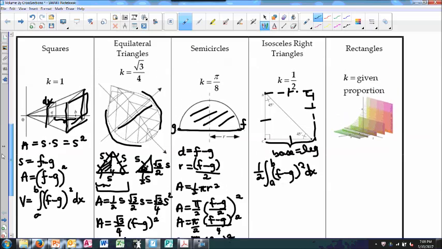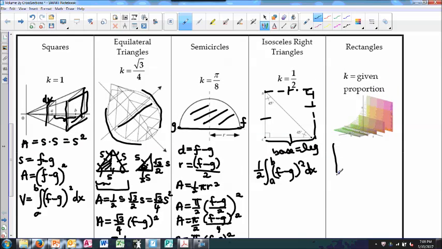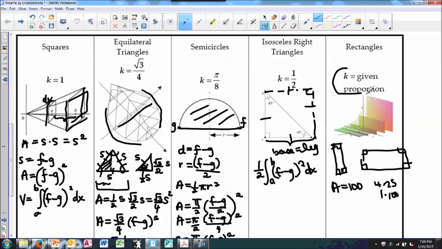Now, if you have a rectangle, rectangles can be tall and thin, shorter and fatter. It really depends upon the proportions of your particular rectangle. So even having a rectangle that we say the area is 100, could be a square, side times side, but in this particular case, maybe it's a 4 by 25, or maybe it's a 1 by 100. So this doesn't have a fixed proportion like all of the other shapes. That means there has to be something given.